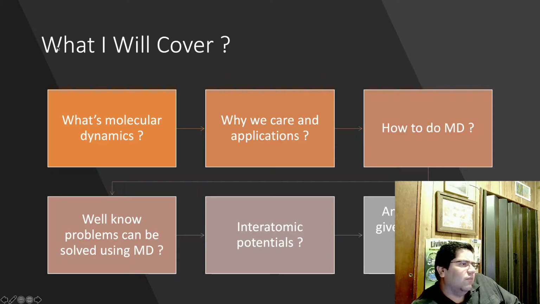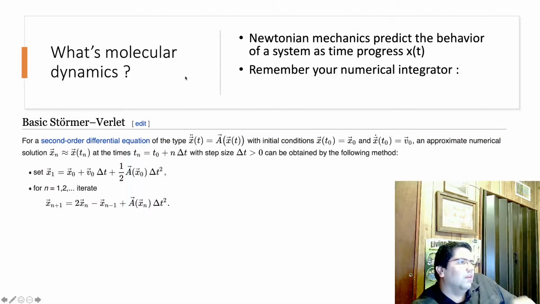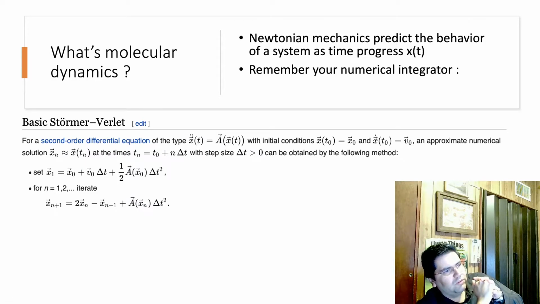So let's go into the first topic, what is molecular dynamics. Molecular dynamics is pretty much straightforward. You have to have some background in physics to understand this. Number one, Newtonian mechanics predicts the behavior of a system as time progresses. Probably, if you remember from high school, you remember Newtonian mechanics. You can predict the position of an object as a function of time.